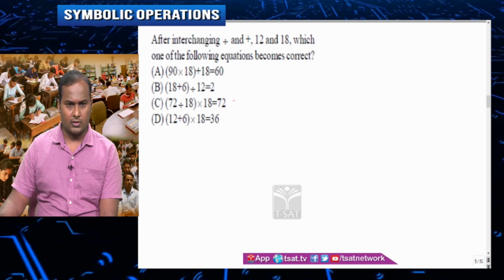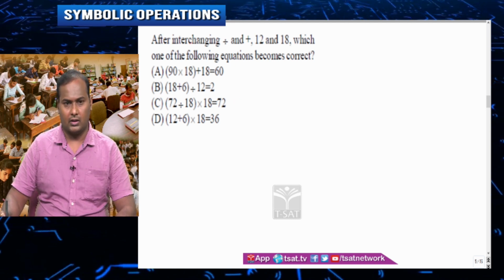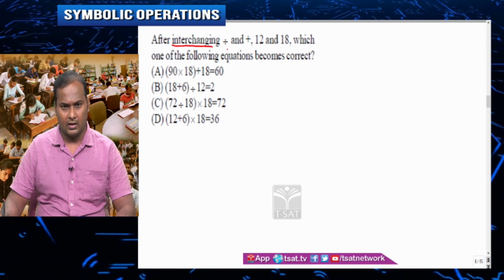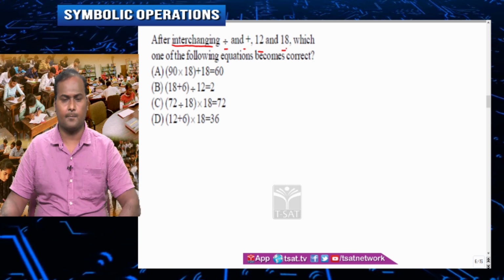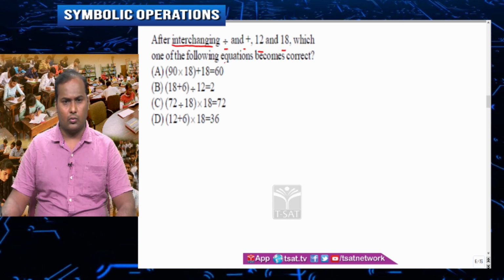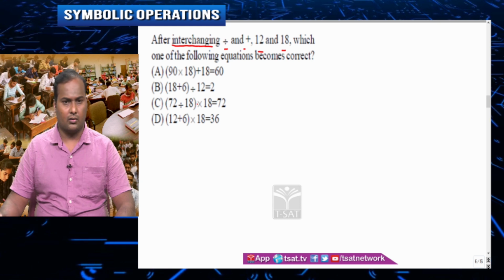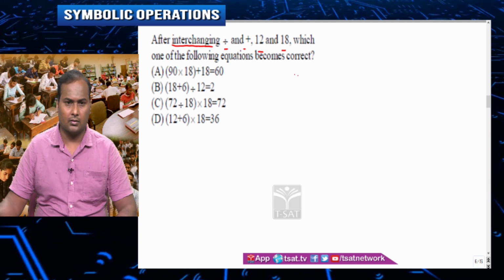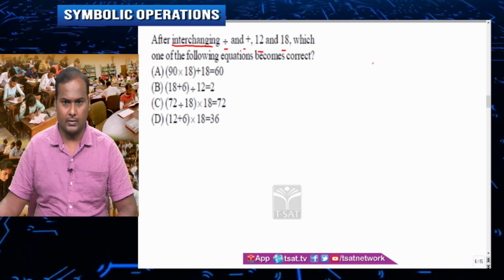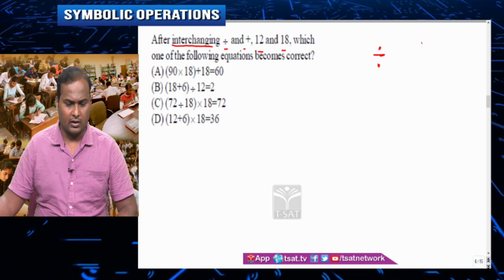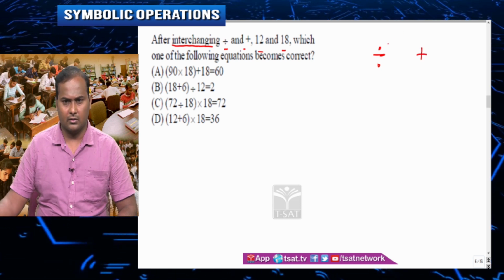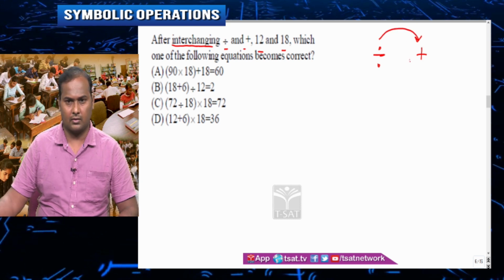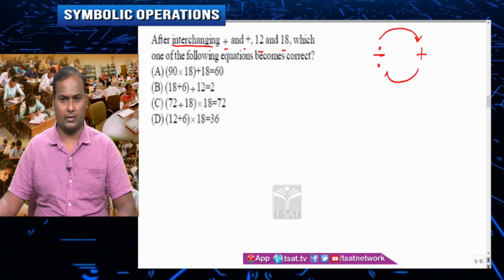This is quite a tricky question because it says to interchange the entire symbols and letters. So let's try to interchange in each and every option to get the answer. What does interchange mean? Wherever you see plus, you have to put division, and wherever you see division, you have to put a plus symbol.